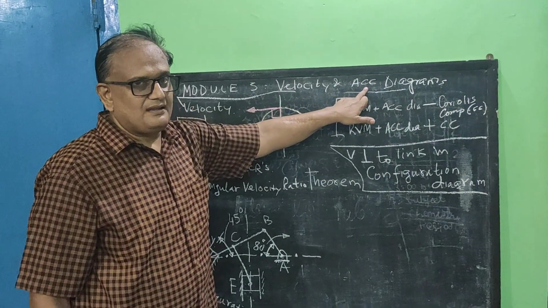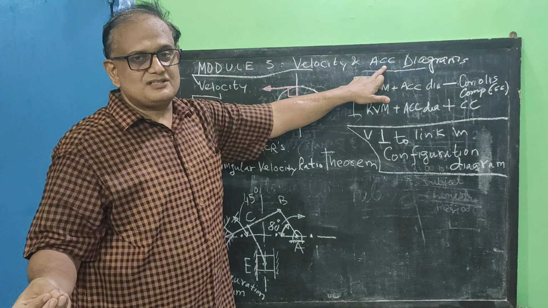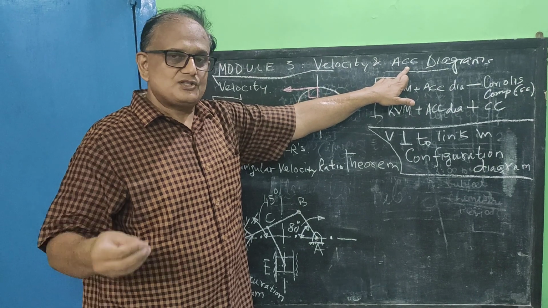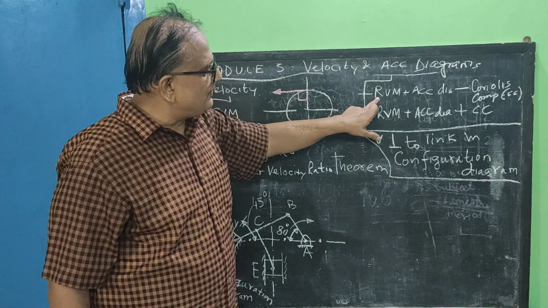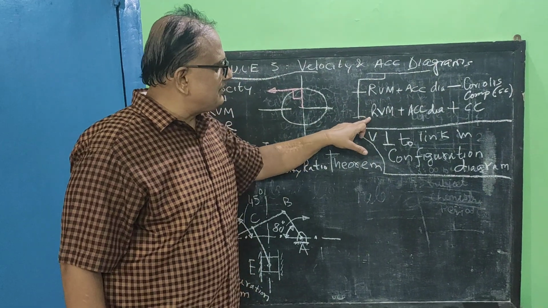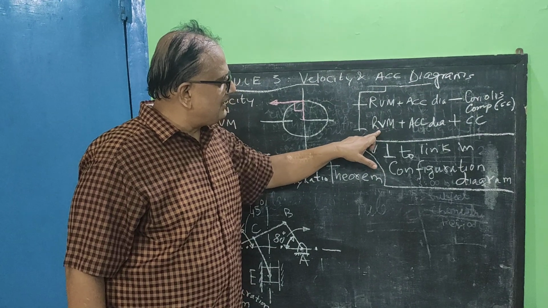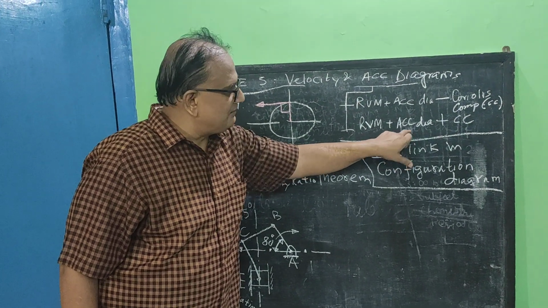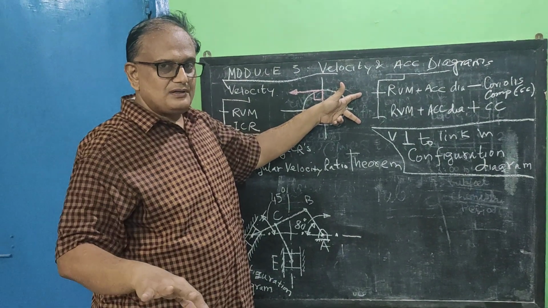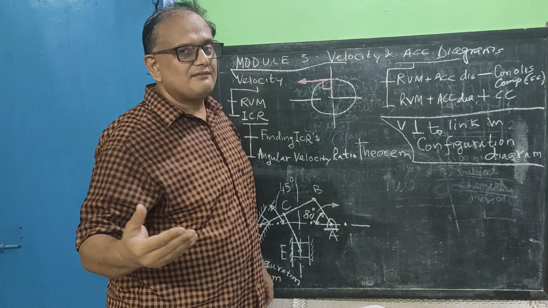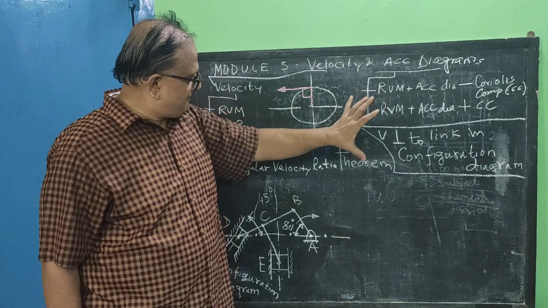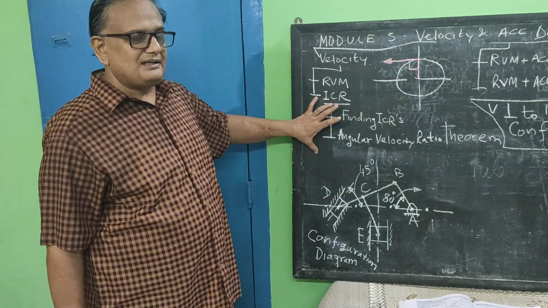Next is the acceleration. Acceleration of a link in a mechanism may have a Coriolis component, may not have a Coriolis component. If there is no Coriolis component, then we can go for relative velocity method plus acceleration diagram minus Coriolis component. The second method is relative velocity method plus acceleration diagram plus Coriolis component part of it. So with these two methods, we can find out the acceleration of a particular link in the given mechanism. This part I will deal with separately in another lecture. This ICR method I will deal with in some other lecture.